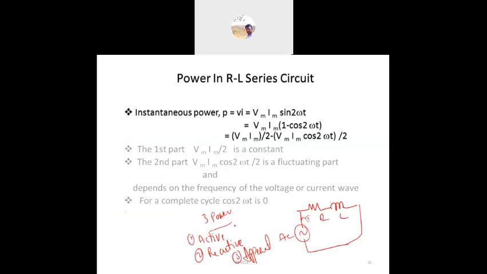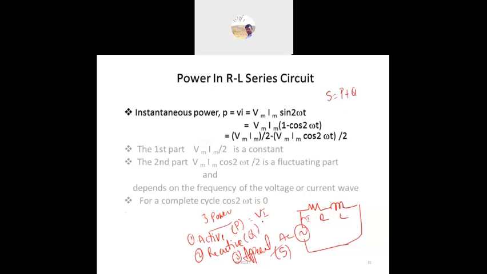Active power, reactive power, apparent power. Active power is indicated by P, reactive power is indicated by Q, and apparent power is S. Here apparent power S is equal to P plus Q. So active power plus reactive power gives the apparent power. Here the apparent power is V into I.